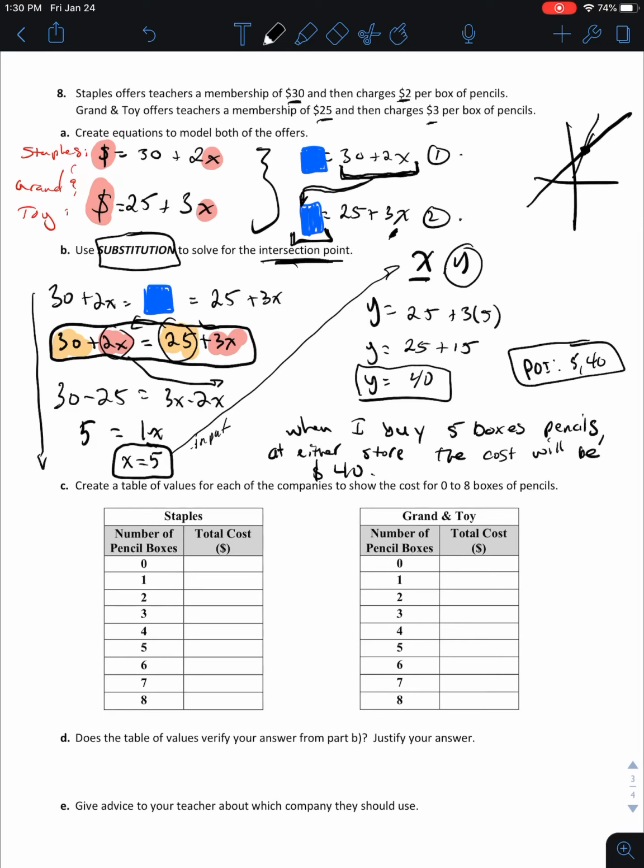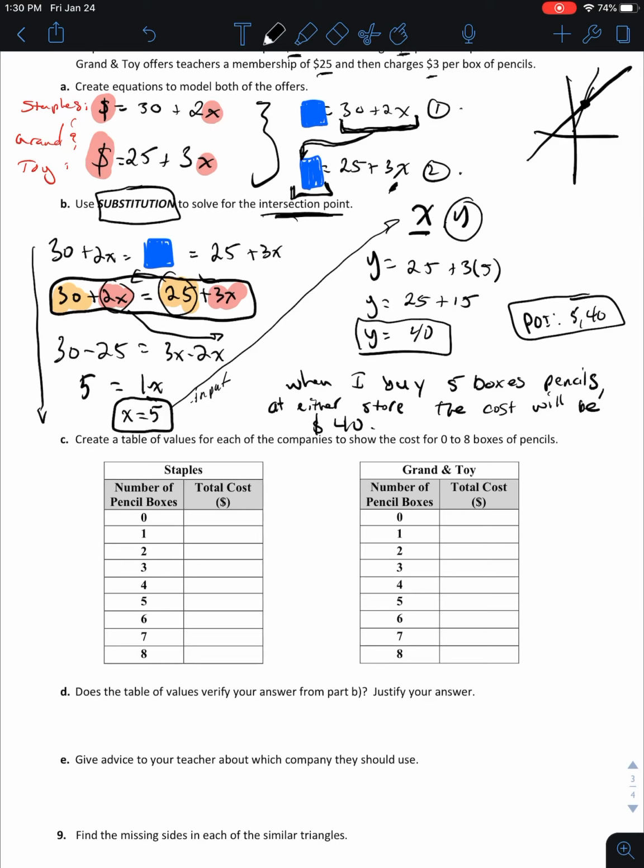If I want to buy more than 5 boxes, I'm going to choose one of the stores over the other. If I want 4, I'm also going to choose one of the stores over the other. That's how lines work. And that's what the point of intersection is telling us. It's a decision point, right? So if we create the table of values, we could probably see this a little bit better.